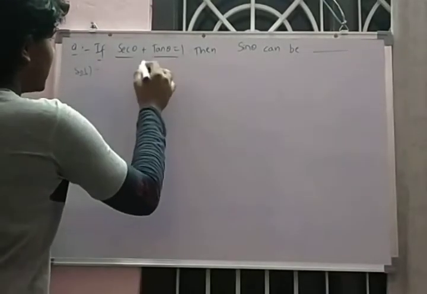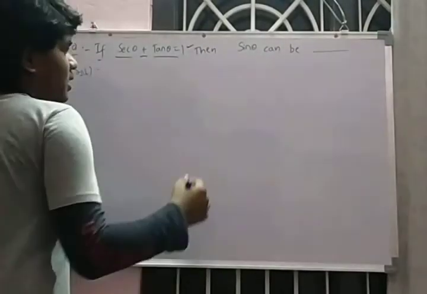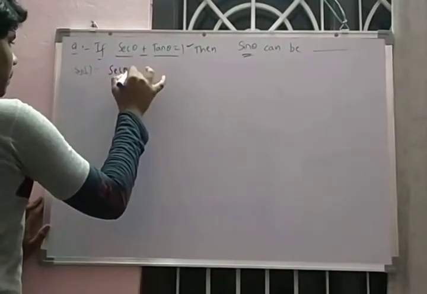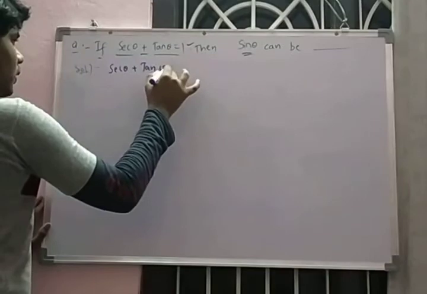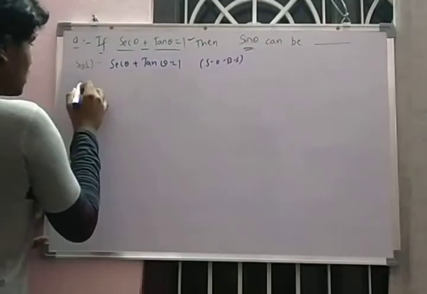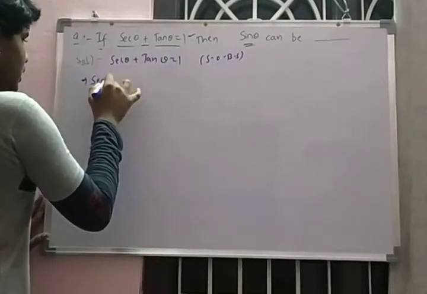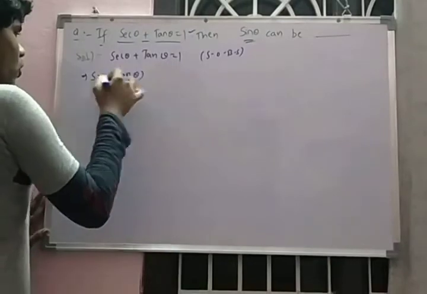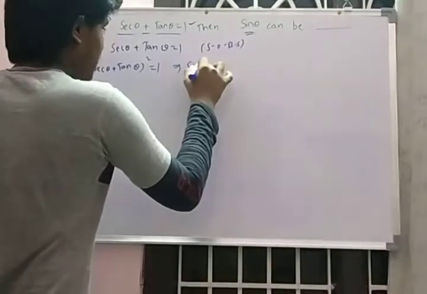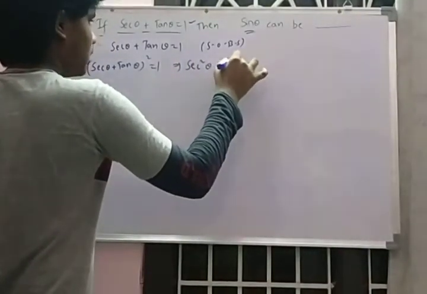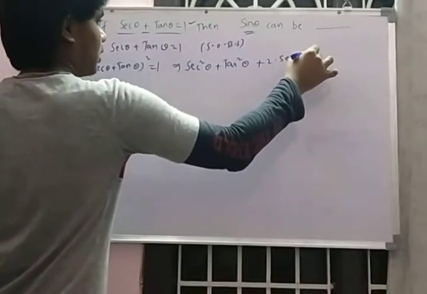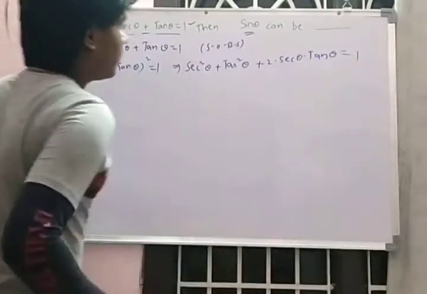If secant theta plus tan theta is equal to 1, then sin theta can be. So see here, secant theta plus tan theta is equal to 1. Now we have to do squaring on both sides. So that implies secant theta plus tan theta whole square is equal to 1. Then secant square theta plus tan square theta plus 2 secant theta tan theta is equal to 1.